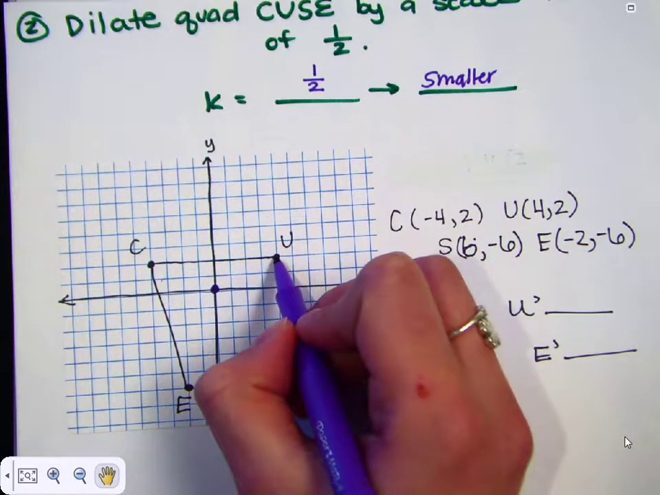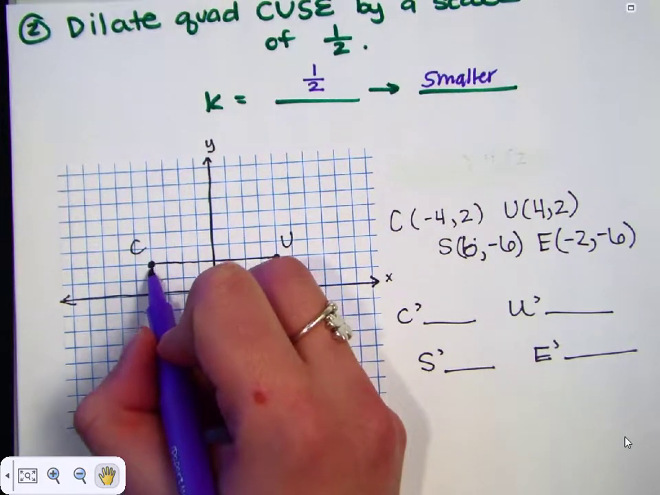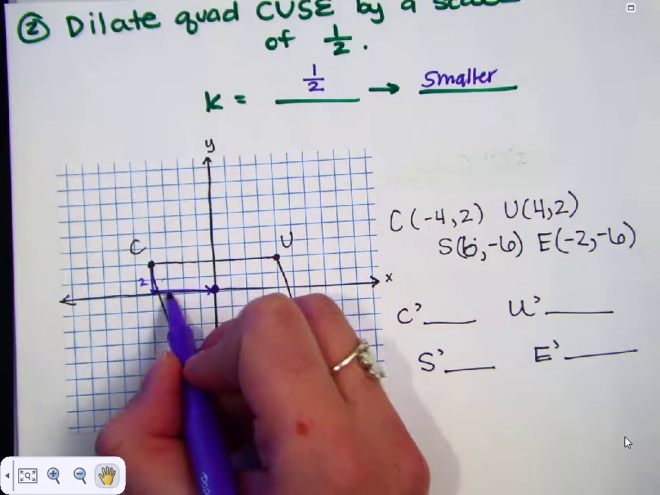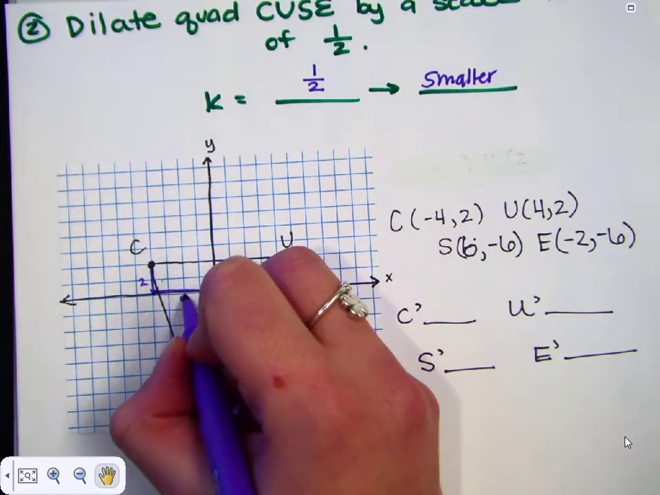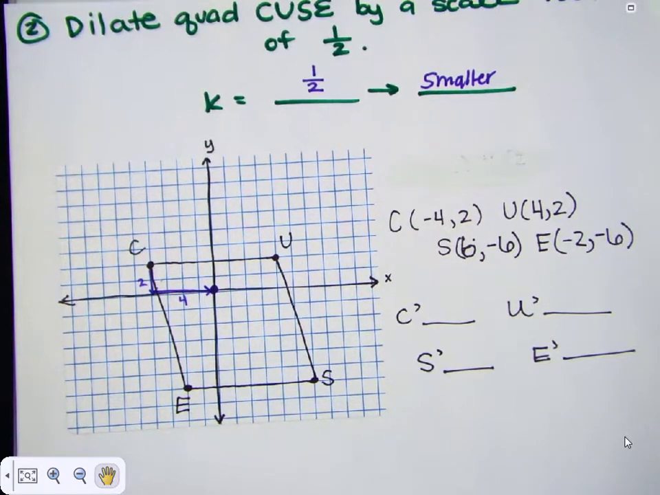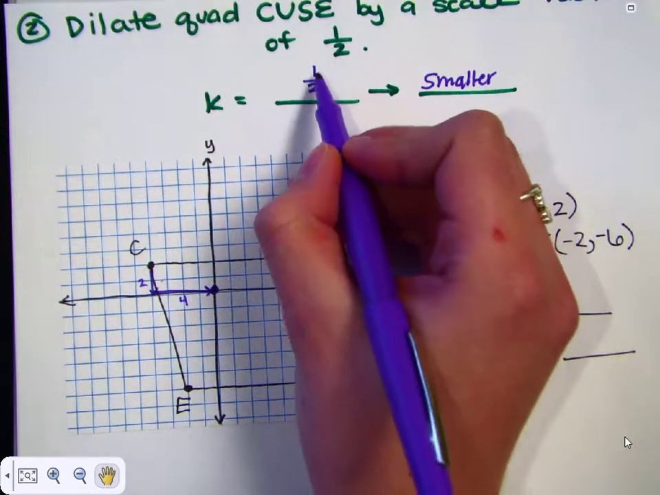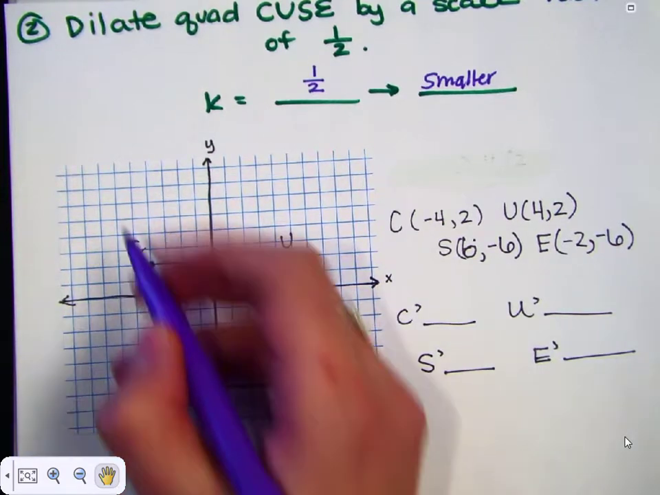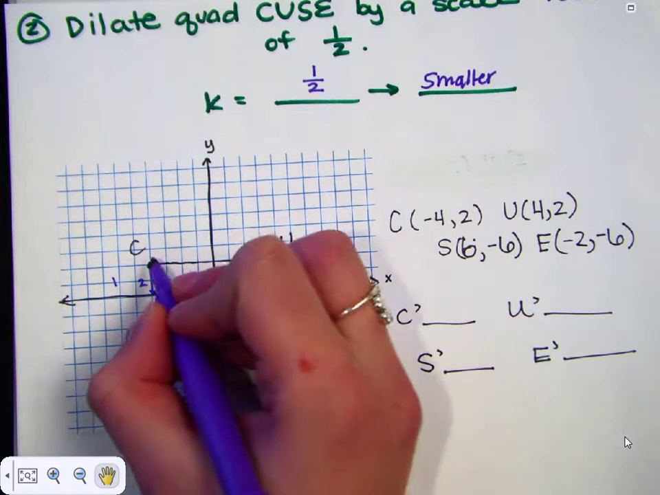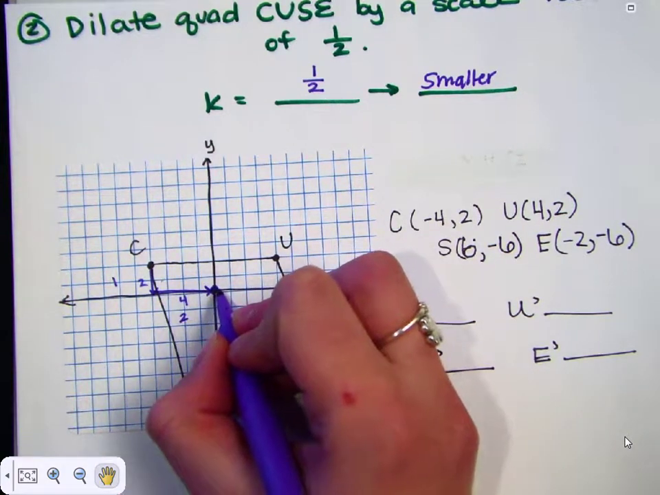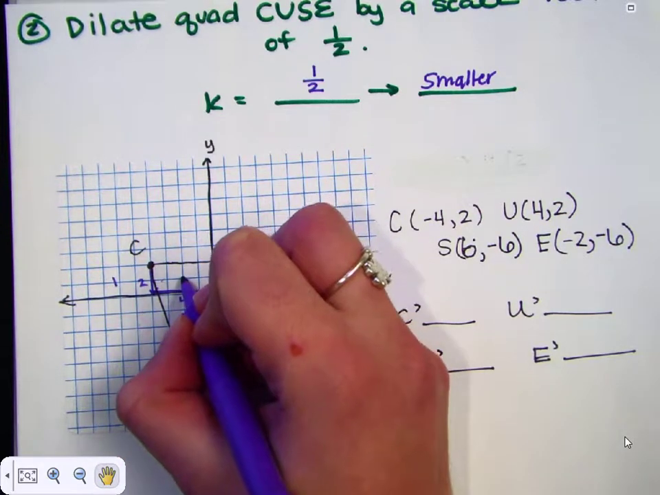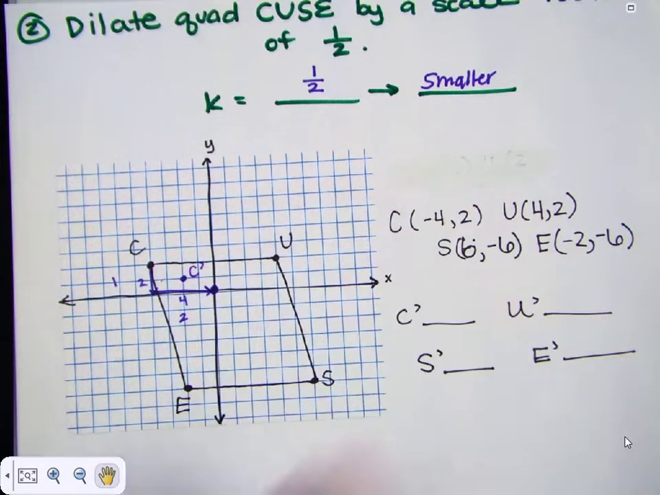So to get to the origin from C, we'll start at C. You have to go down 2 and over 4. So if I'm taking half of each distance, half of 2 is 1, and half of 4 is 2. So from C, I'm going to go down 1 and over 2. So this is my new C prime.